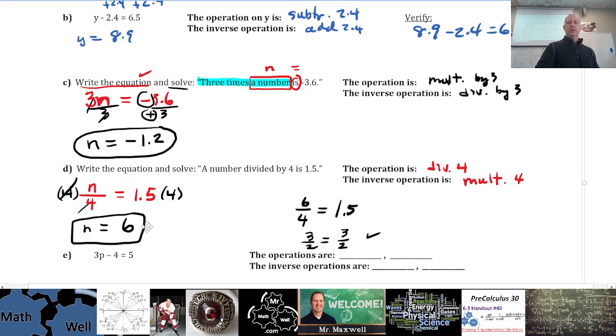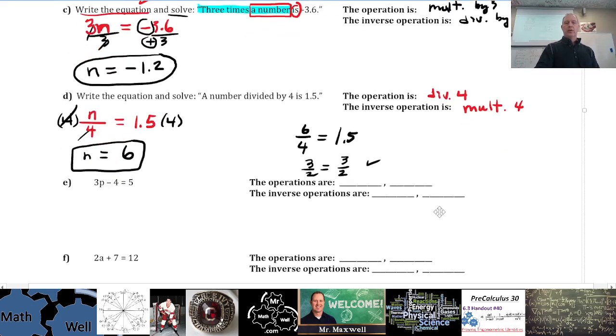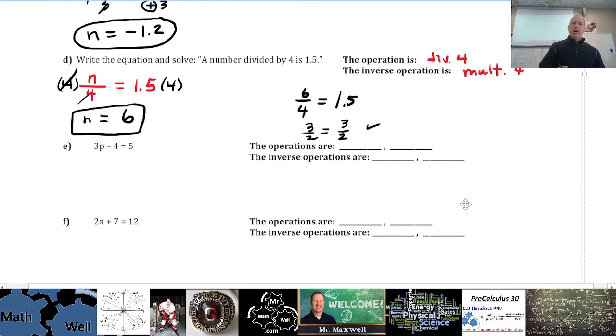n equals 6. To check, 6 divided by 4 is 1.5. You do it on your calculator, you get a big check mark there. Also, you could write 6 over 4 as a reduced fraction of 3 over 2, and 1.5 as a fraction is also 3 over 2. So that works. Okay. All right, are you guys ready for two-step dual operations here?